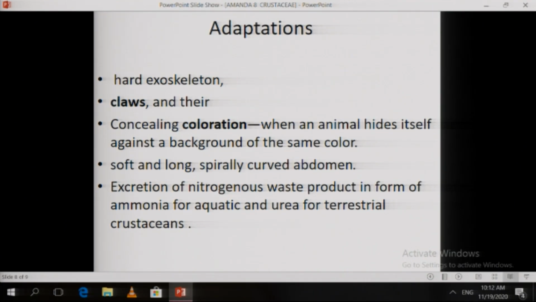So one, they have a hard exoskeleton. As you were seeing in the structure or the picture there, they have a hard, shining coat. What is that? It's the exoskeleton. What is the role of that? The role of that is like two.